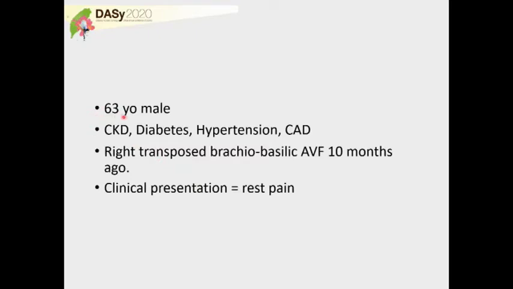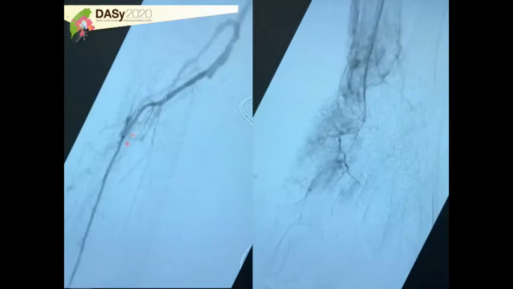Another case, a 63-year-old male presented with CKD, and risk factors were diabetes, hypertension, and CAD. We performed a right brachiobasilic AV fistula 10 months ago, and clinical presentation was arm pain. On angiography, you can see stenosis of the radial and ulnar artery. We advanced the wire and the microcatheter into the radial artery and performed PTA with a 2.5 millimeter balloon. The result is okay, good flow to the radial artery, but you can see the palmar arch is not complete.